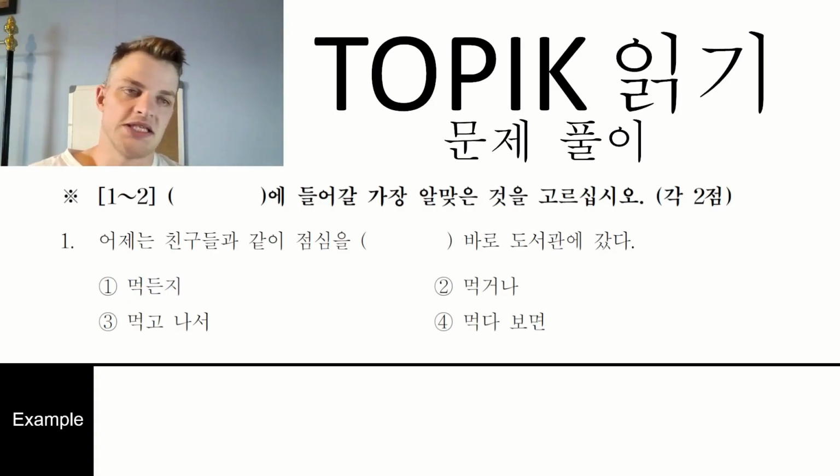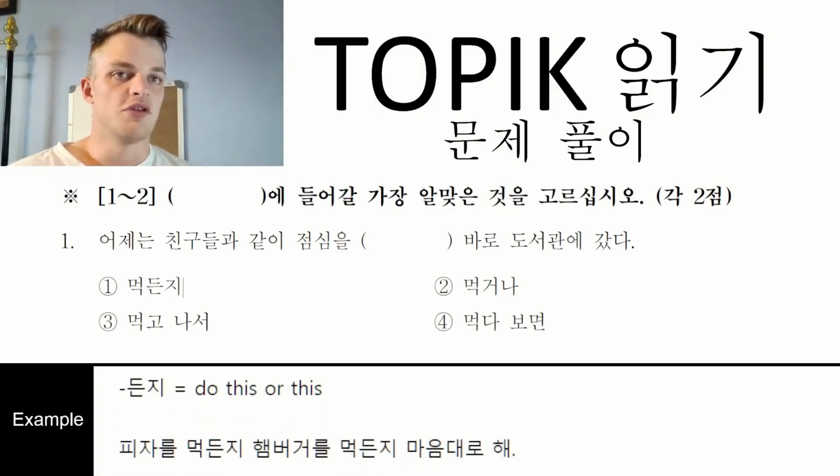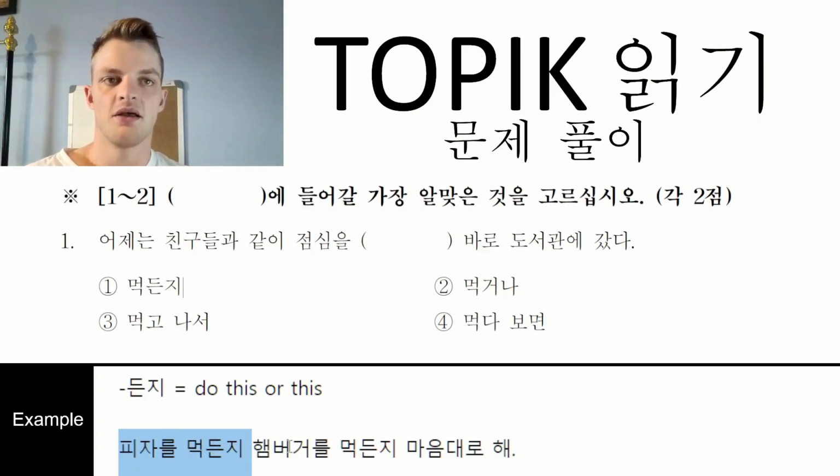So 든지 is one way of saying or, and usually it's used when you're telling somebody to do something. So it's basically giving them a few options and telling them to choose between those options. So one example of it would be 피자를 먹든지 햄버거를 먹든지 마음대로 해 or 마음대로 하세요. So in this case we have eat pizza or eat hamburger. Do whatever you want. 마음대로 해.